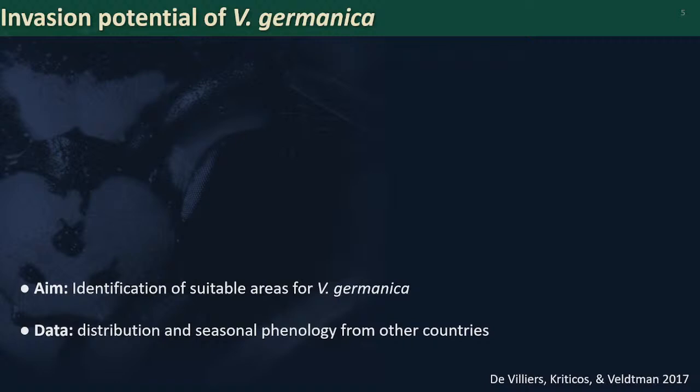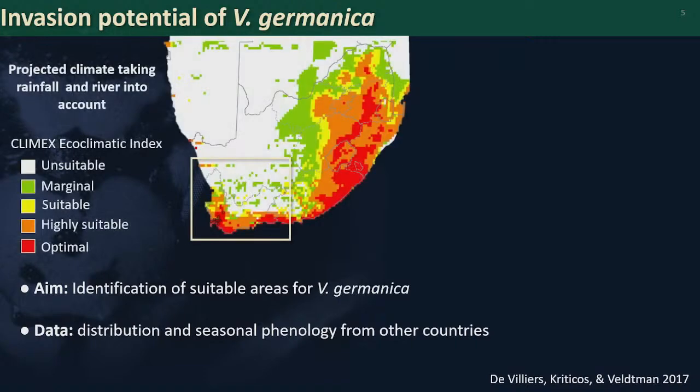So as a first step, my colleagues from my team wondered whether the species is theoretically able to invade other parts of the country. For this aim, they used distribution data from other invaded countries like Argentina and Chile, seasonal phenology data and climate data like rainfall, and they made a model of the population dynamics of the species for South Africa. This is what they found.